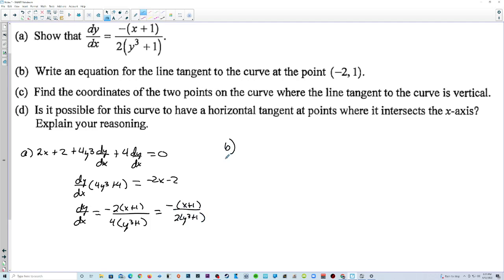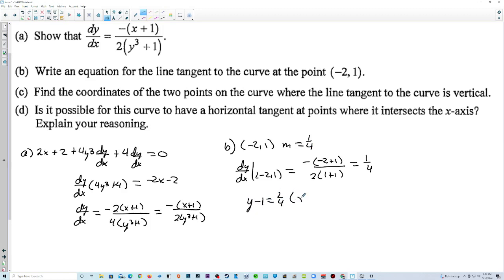B, write an equation for the line tangent to the curve at the point negative 2, 1. All right, we need a point and a slope. So we're going to evaluate dy/dx at negative 2, 1. And that's going to be negative 2 plus 1 over 2 times 1 to the third plus 1. That's going to be 1/4. So 1/4. Just write the equation. That's it. All right. y minus 1 is equal to 1/4 times x plus 2.